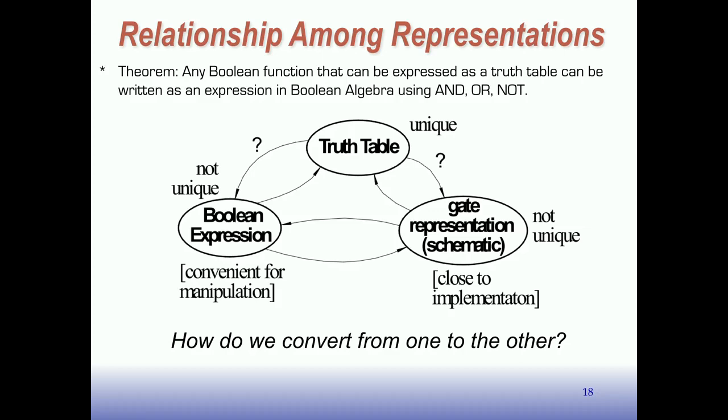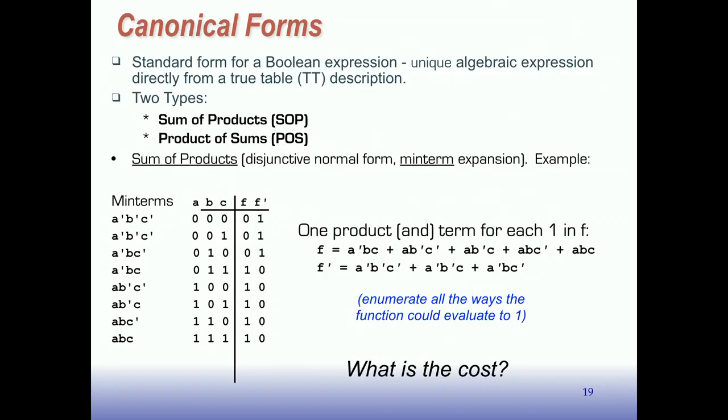OK, so we're back to this one again. We were asking the question, I said it all boils down to: if we want Boolean expressions and we have a truth table, how do we get there from here? And the way we get there is using something called canonical forms. Canonical means standard, so this is a standard form for a Boolean expression.